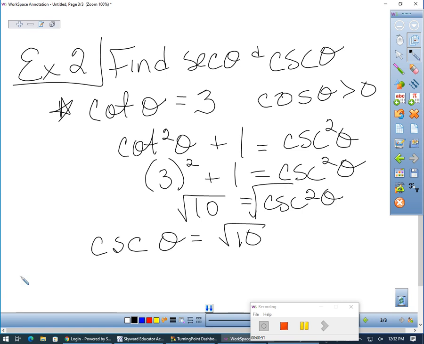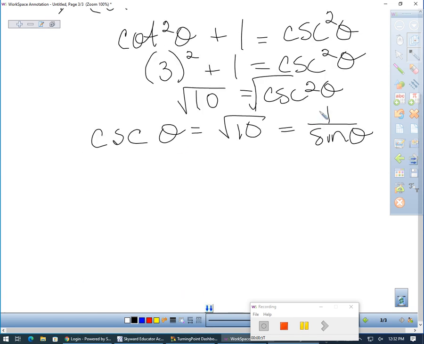Easiest way. All right. So for me, cosecant theta equals the square root of 10, right? Which actually equals 1 over sine theta. Do you agree? Okay. All right. So leaving that alone for just a second. I want to find the easiest way for you guys.